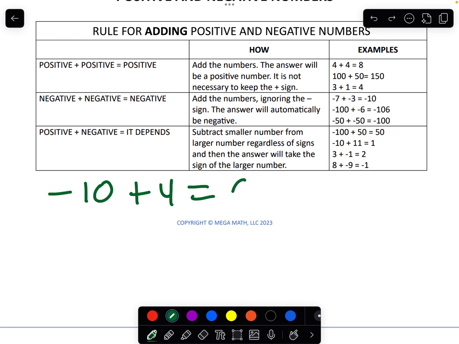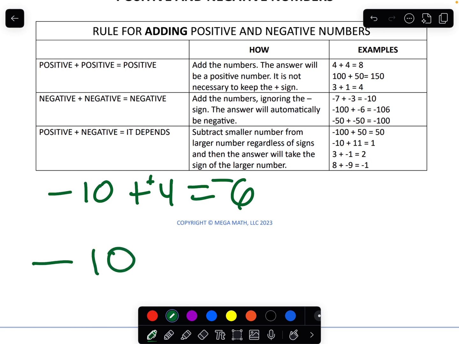And now I look at the number again, with the invisible positive sign there, and the larger number overall is 10. You look at the larger number ignoring the signs. And since the larger number has a negative sign, we apply the negative sign to 6, and it becomes negative 6.